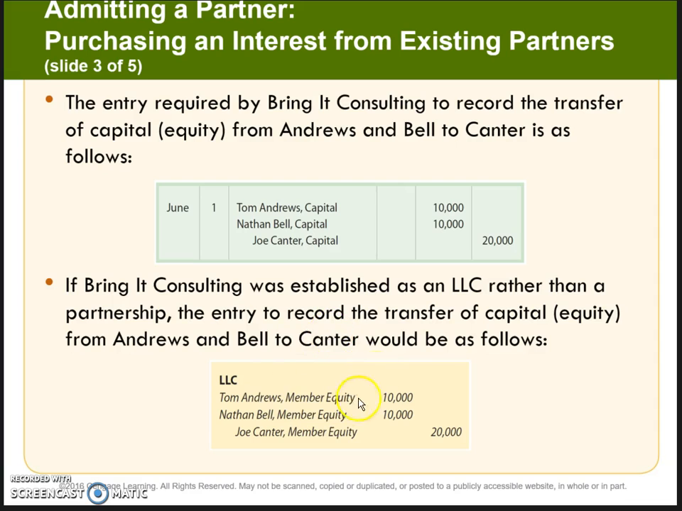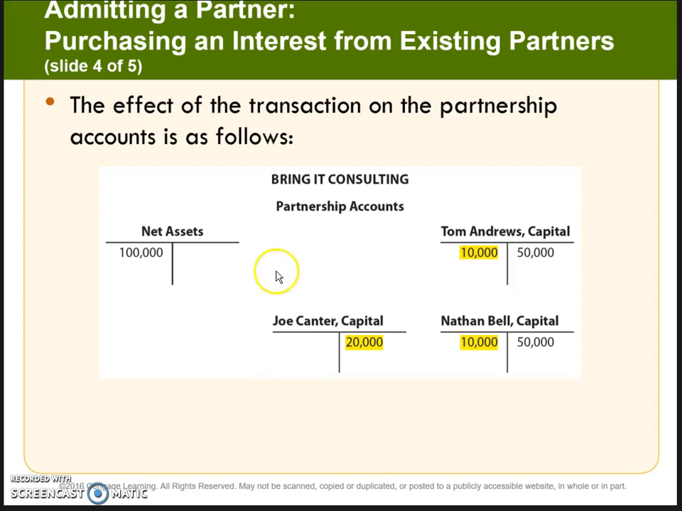All right, we are actually not going to cover the LLC, but it's the exact same, except instead of calling it capital, we call it members' equity. But we won't cover that in this class. All right, so this shows you the effect of the transaction on the partnership accounts. Net assets stayed the same, and the only thing that changed was the distribution of the capital accounts.